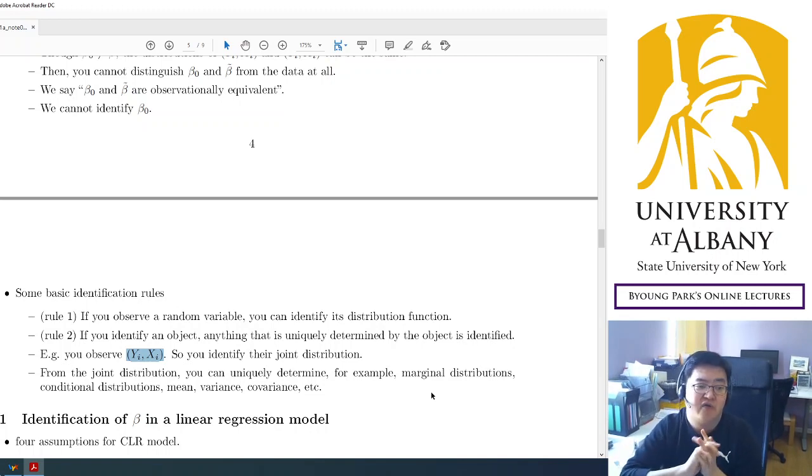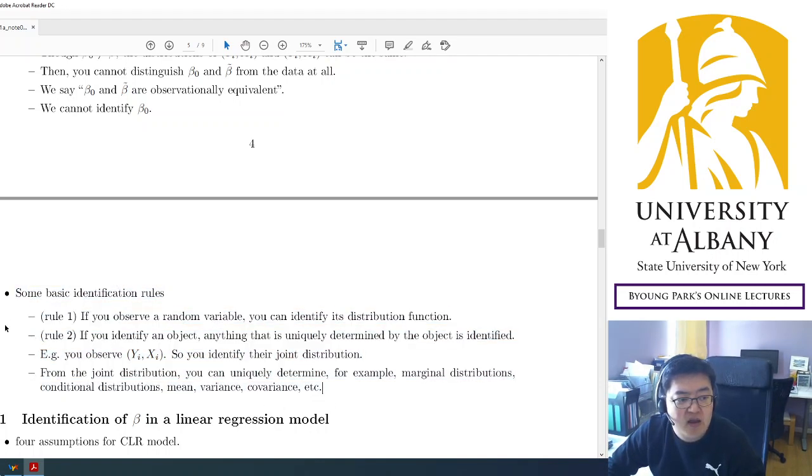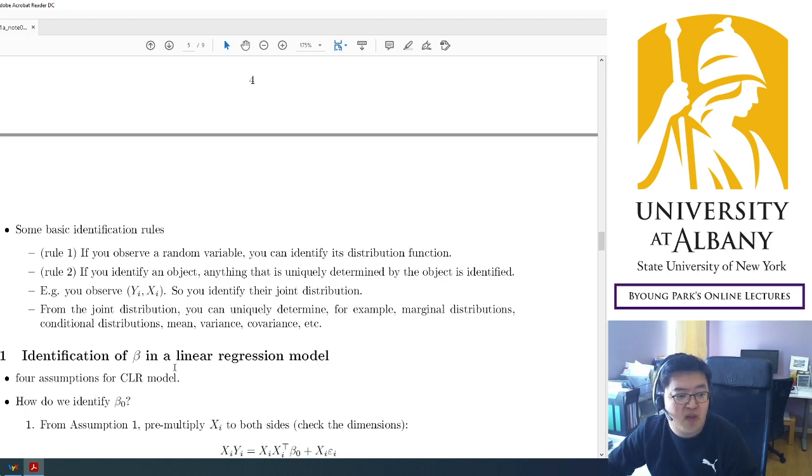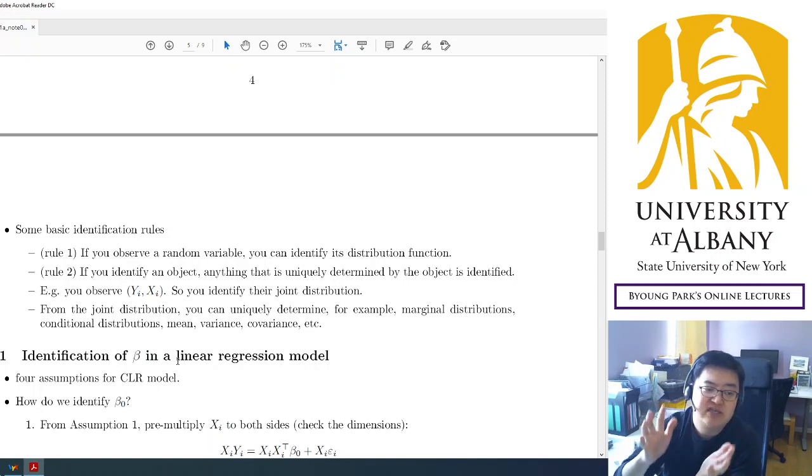So this is the simplest possible case. You may simply say that because we observe x, its expected value or its distribution function is identified. You are going to see the argument more later. Let me show you how we can rigorously show the identification of beta in the classical linear regression model.